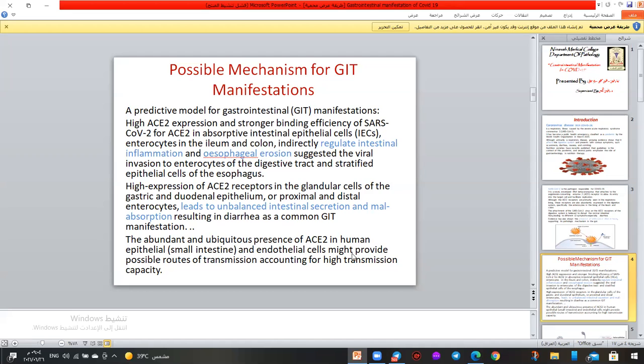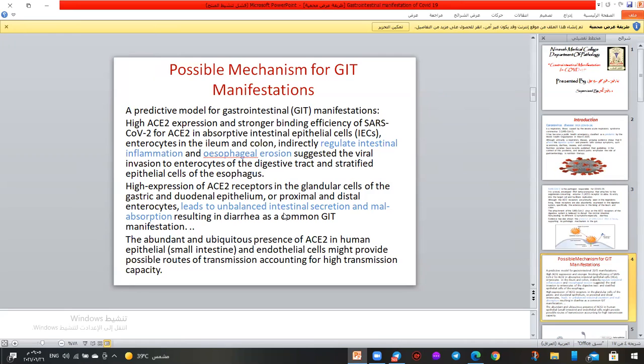هاي راح تحفز على ال inflammation يعني هي راح regulate intestinal inflammation and esophageal erosion, suggested the viral invasion to enterocyte of the digestive tract. The high expression of the angiotensin converting enzyme in the glandular cell of the gastric and duodenal epithelium or proximal intestinal enterocyte همين راح تؤدي إلى unbalanced intestinal secretion and malabsorption. يعني كل هاي الهاي expression والبايندينج الكلش قوي بين هذول الباثوجين وبين الانجيوتنسين converting enzyme راح يؤدي إلى عدم توازن في الإفراز والامتصاص فيؤدي إلى malabsorption. فهذا الشيء أكيد راح يسبب دياريا، والدياريا هي راح تكون الكومن GIT manifestation.